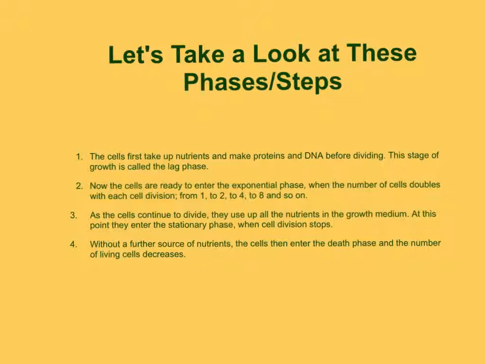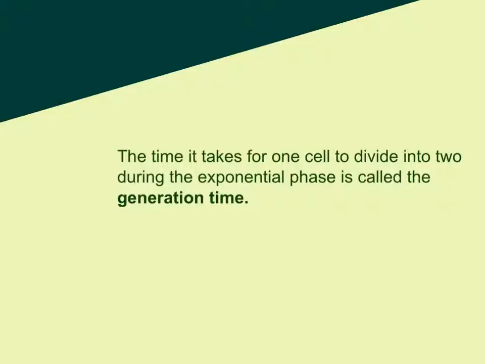Without a further source of nutrients, the cells then enter the death phase, and the number of living cells decreases. The time it takes for one cell to divide into two during the exponential phase is called the generation time.